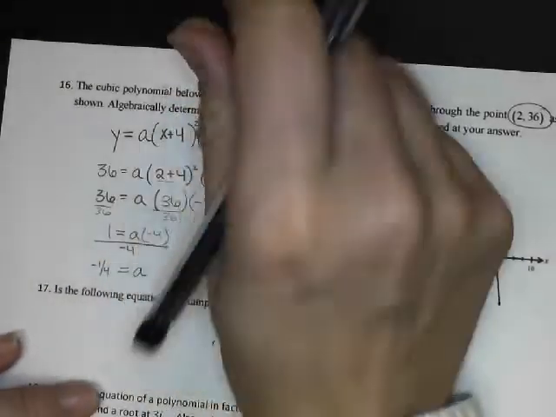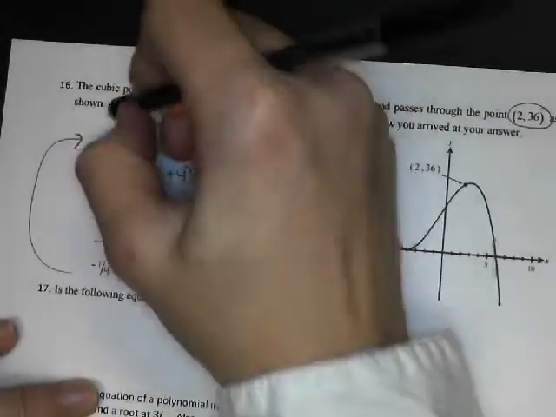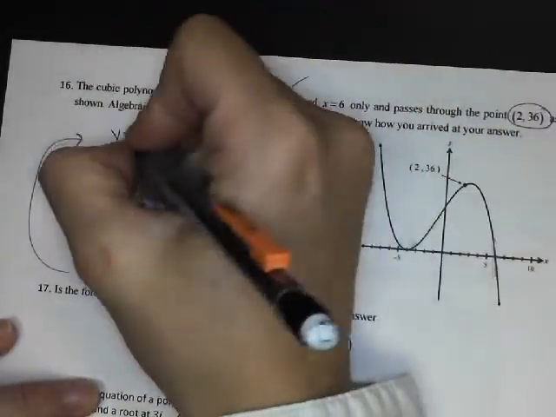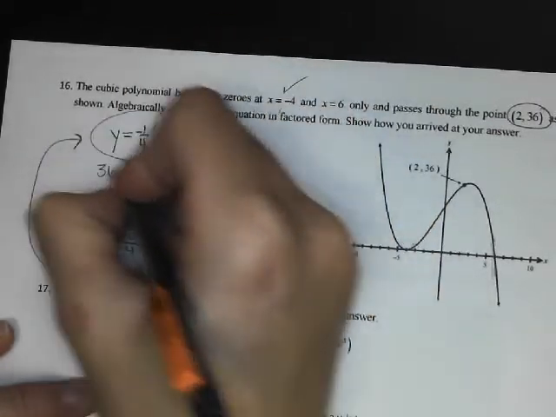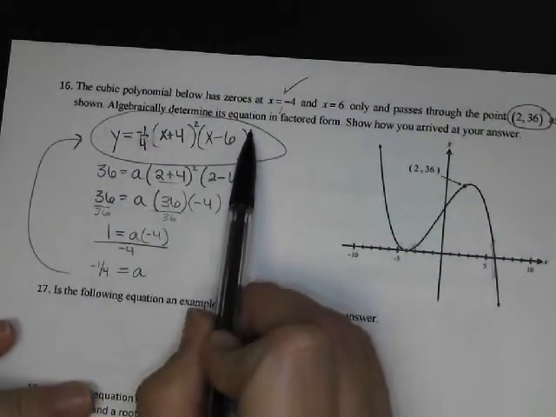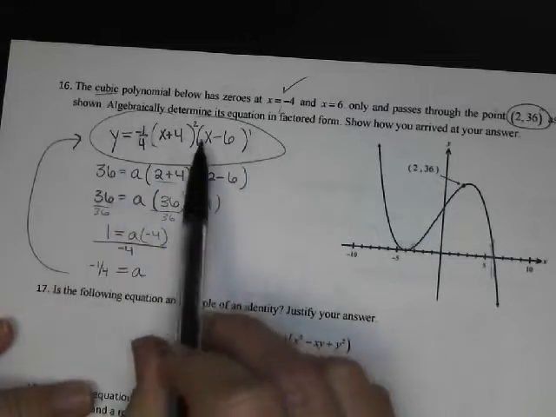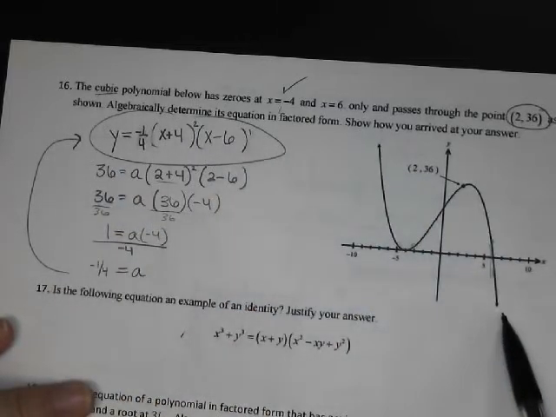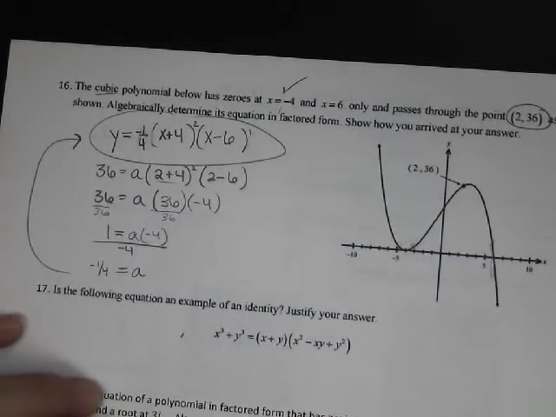So, your equation, go back up here, switch this to negative 1/4, and be done with it. That should make sense, because it was an odd degree polynomial, cubic, and started high, ended low. So that's a good sign that you've got a negative leading coefficient.